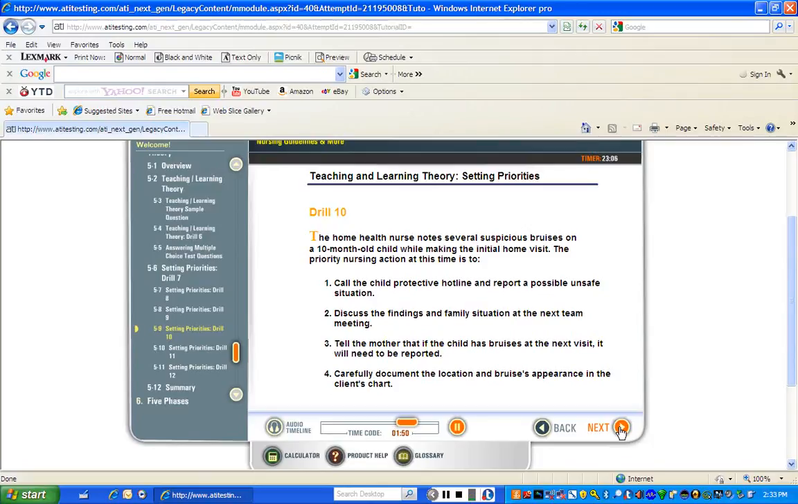Option 4. Carefully document the location and bruises appearance in the client's chart. Certainly we would want to document any findings, but remember you should always be looking for the most client-centered response. According to Maslow's hierarchy of needs, the client's safety is a basic need.